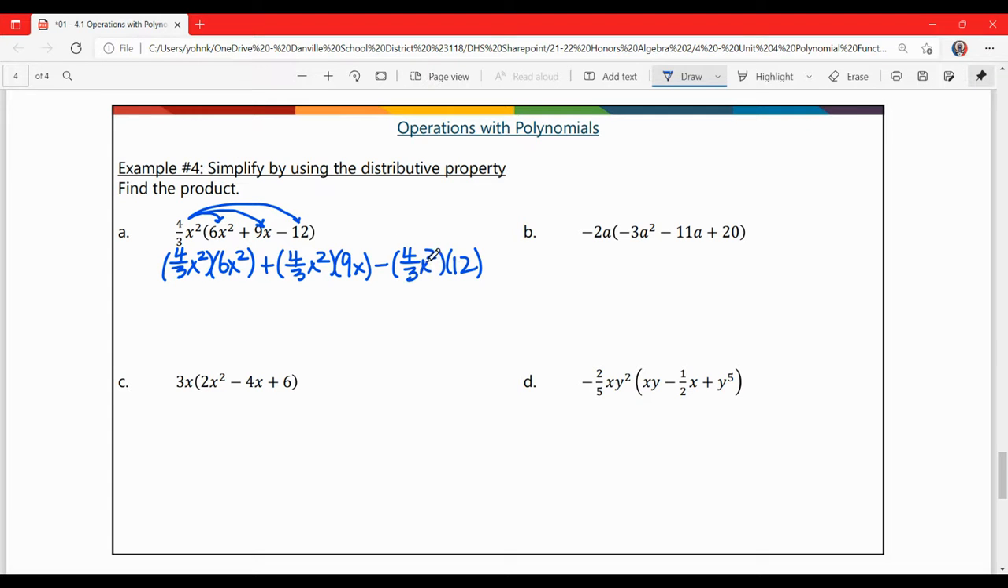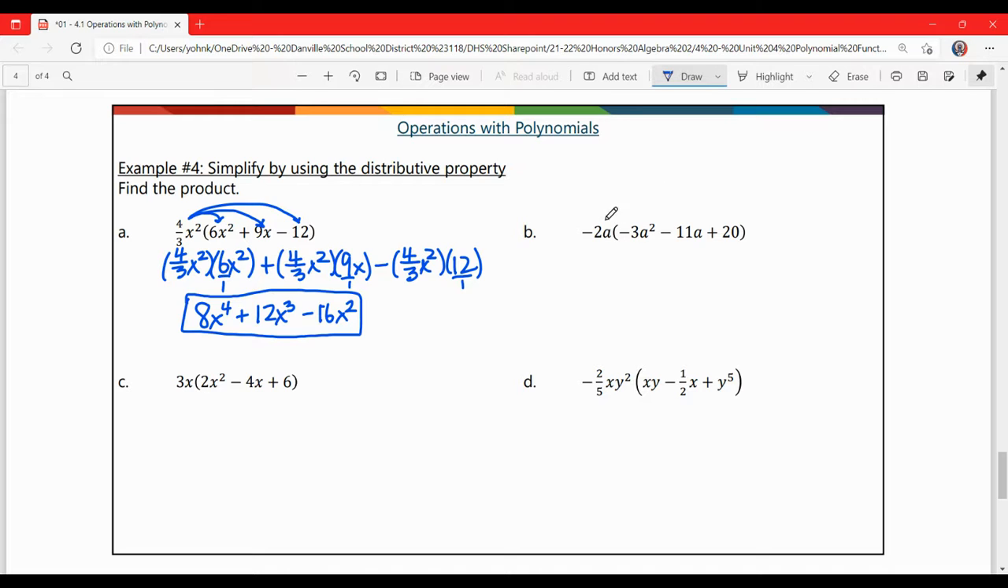So now we simplify. 4/3 times 6/1 is 24/3, which is 8x to the 4th power, because we add, plus 4/3 times 9/1 is 12x to the 3rd power, 2 plus 1 is 3, minus 4/3 times 12/1 is 16x squared. And I don't have any more like terms. x to the 4th, x cubed, and x squared are all different powers of x, so therefore I am done.